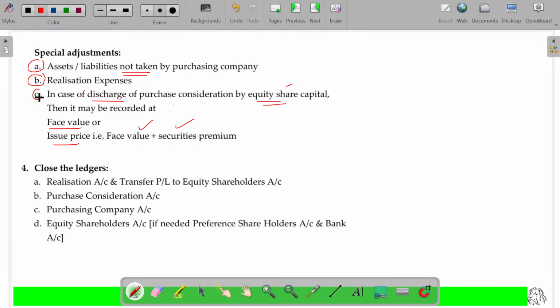Finally, after this, you can directly go for closing the ledgers. Realization account, transfer of profit and loss to equity shareholders if there is any profit or loss. And purchase consideration, purchasing company; finally, if you close the equity shareholders account, it will get tallied. If needed, the preferred shareholders account and bank account also. Sometimes we may open the preferred share capital as well as the bank account. If that's so, you have to close those two accounts also.